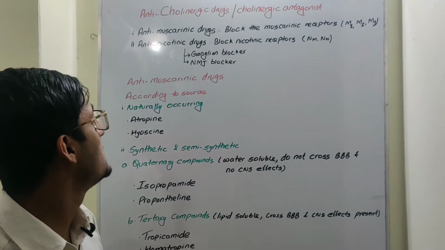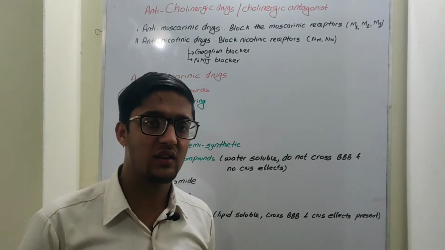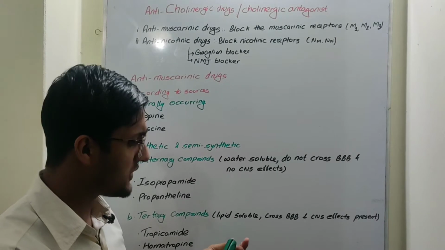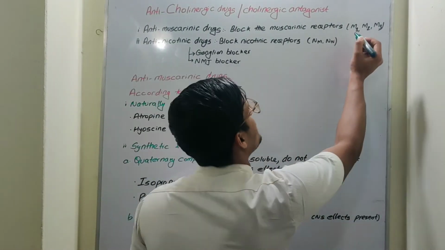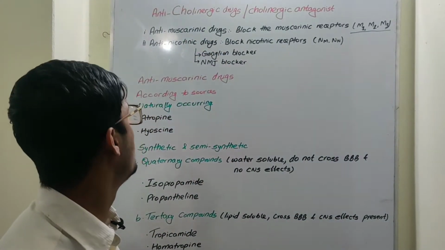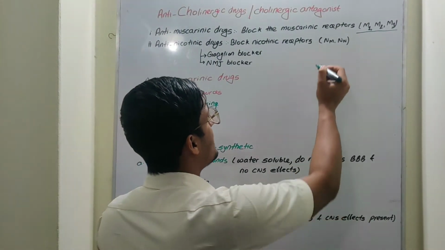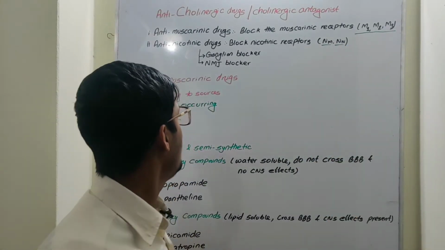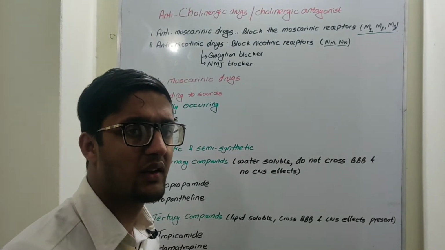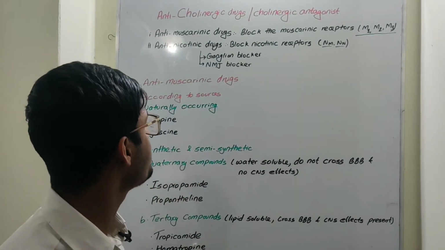Now for descriptive purposes, anticholinergic drugs are divided into two types: anti-muscarinic drugs and anti-nicotinic drugs. Anti-muscarinic drugs are those drugs which block muscarinic receptors, that is M1, M2, M3. Anti-nicotinic drugs are those drugs which block nicotinic receptors, that is NM and NN. And anti-nicotinic drugs are further divided into two types: ganglionic blockers and neuromuscular junction blockers. Now in this video today we are going to discuss the classification of anti-muscarinic drugs.